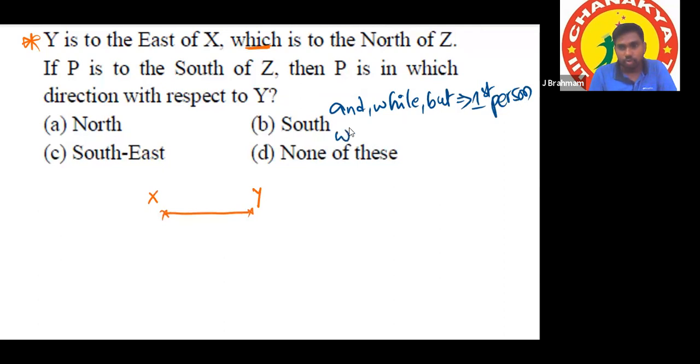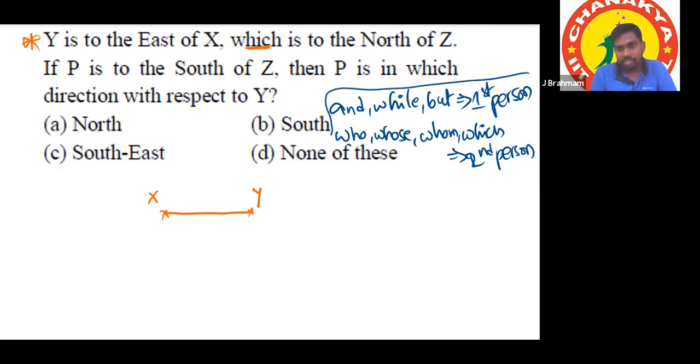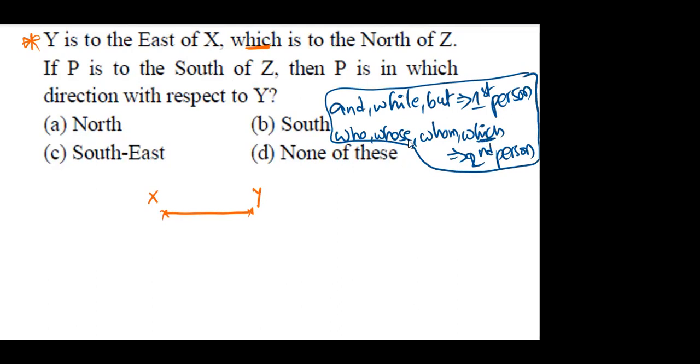Next, "who," "whose," "whom," "which." These words represent the second person in the just-before sentence. Remember these words. These are very common in our reasoning. Here in directions, we have come across this "which." In blood relations also we'll see.